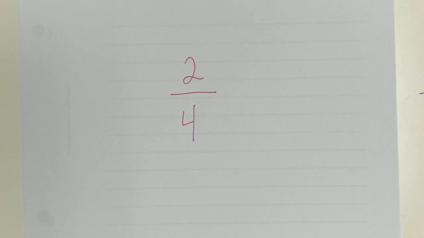Now, what did we learn about denominators? The bigger they get, the smaller the pieces. The bigger the denominator, the smaller the pieces. Why is that true? Elena, why is that true?